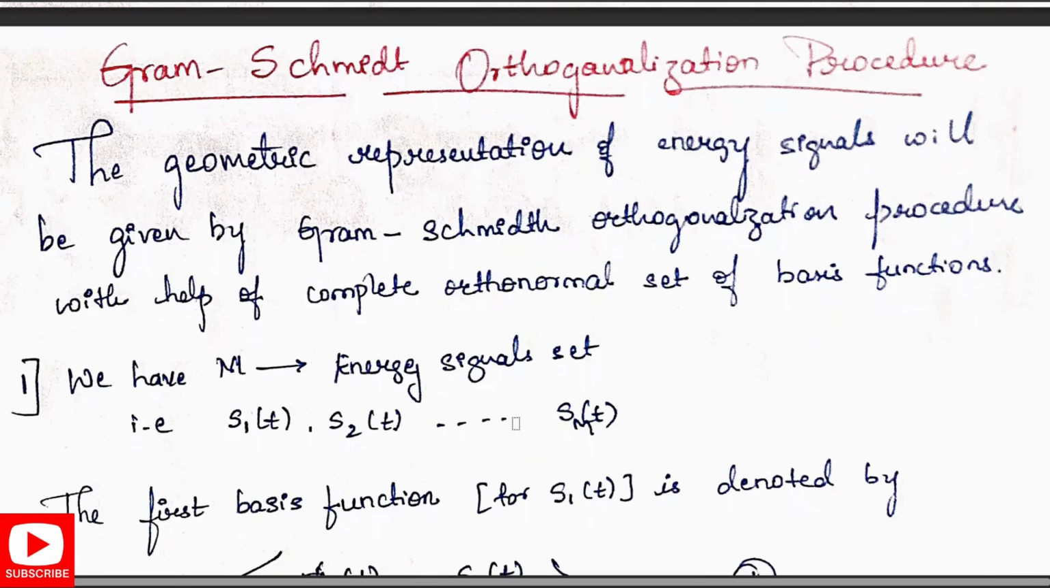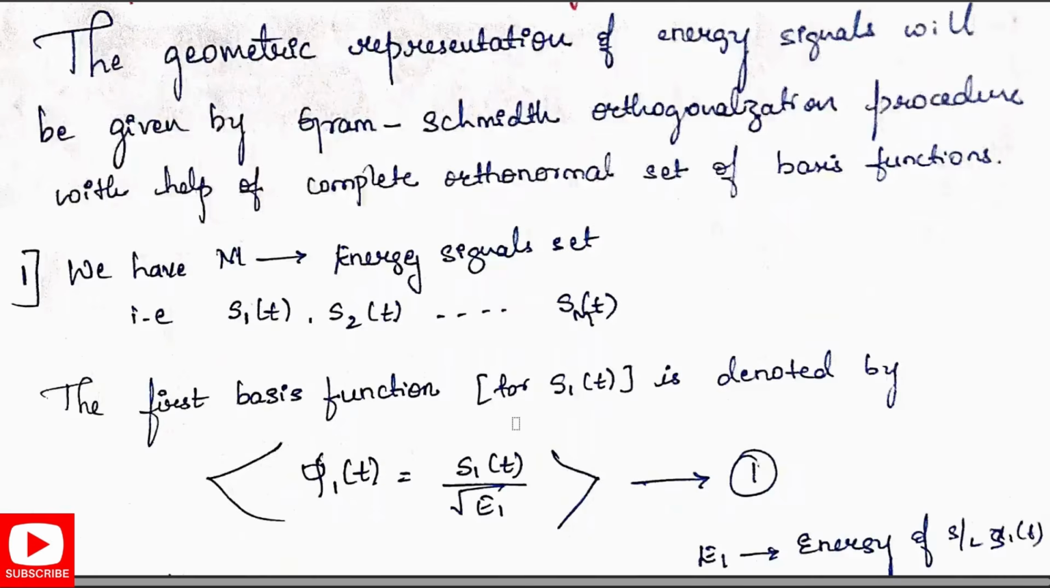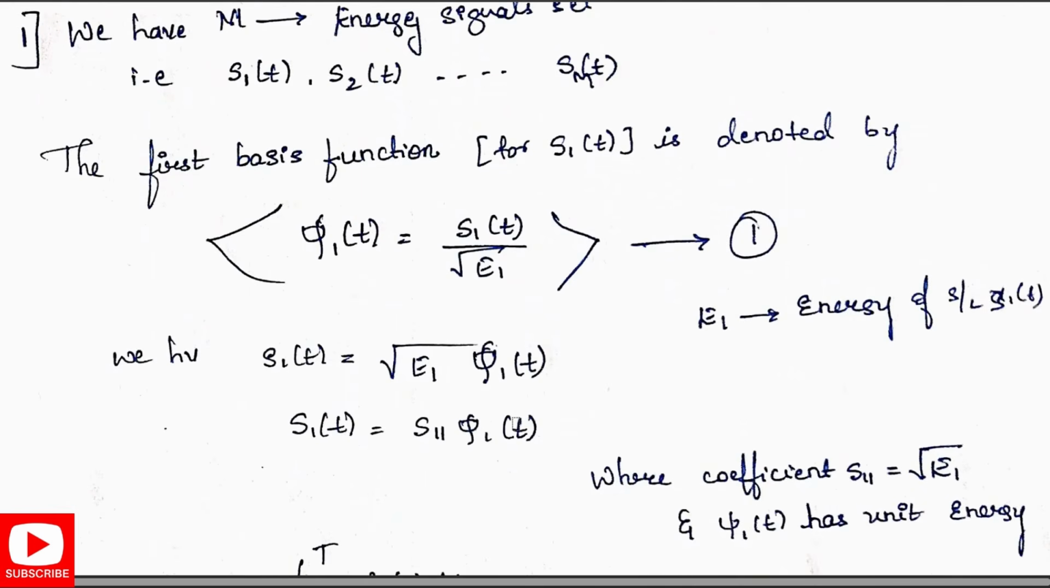The geometrical representation of the energy signals will be given by this GSOP procedure with the help of a complete orthogonal set of basis functions. So let us consider M as our energy signal set, that is S1(t), S2(t) till Sm(t). The first basis function is for S1(t), right? That is given as phi 1(t). Phi 1(t) is equal to S1(t) divided by square root of E1. This equation is very important and we will consider this as equation 1, where E1 is the energy of the signal S1(t).